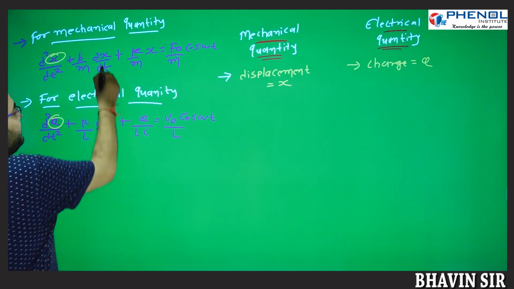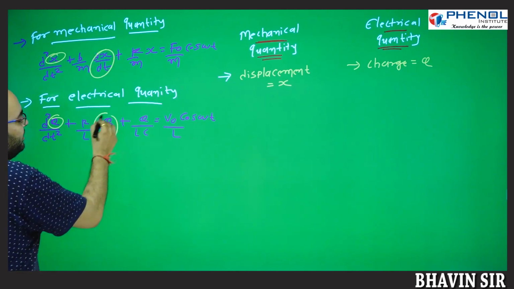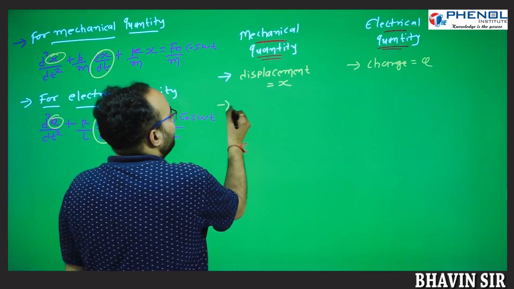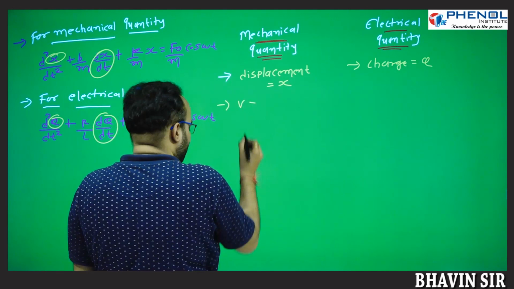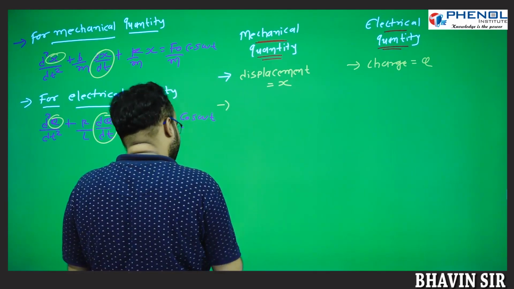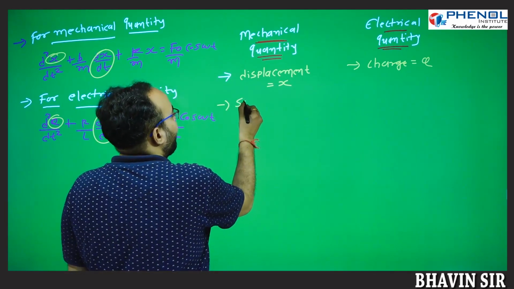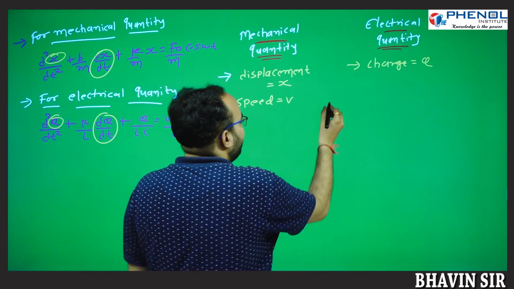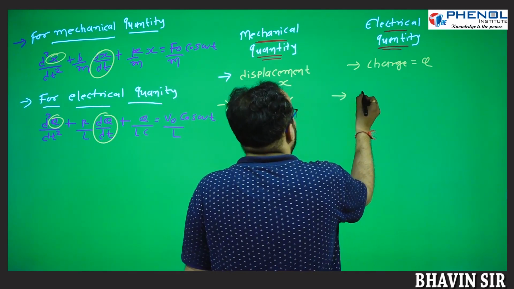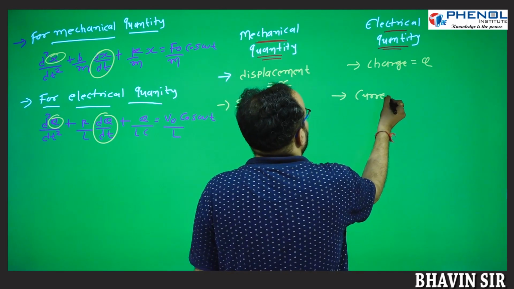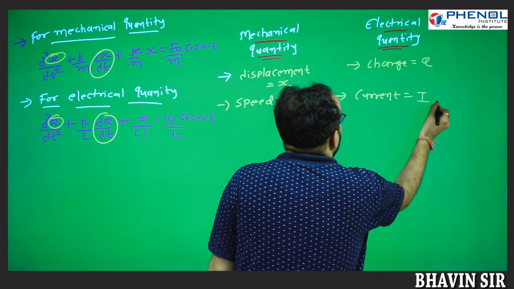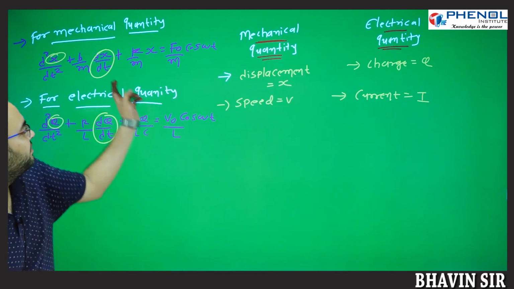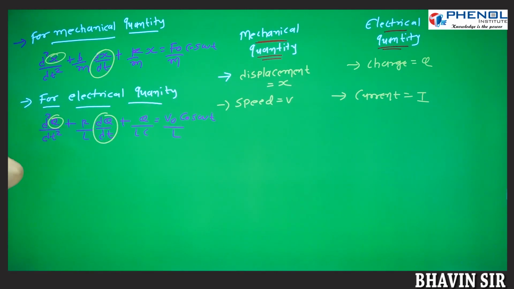Then here dx by dt, then here dq by dt. dx by dt means speed, here speed v. Then here current I. Okay, here speed, dx by dt means speed. So here dq by dt means current.